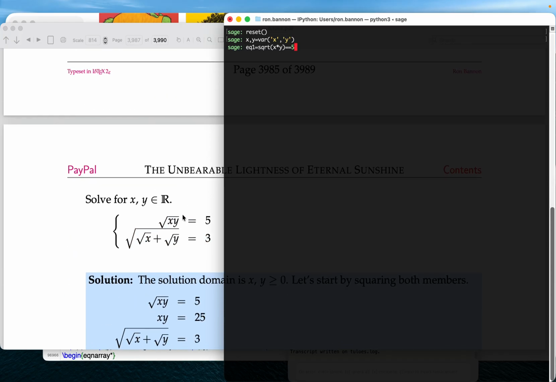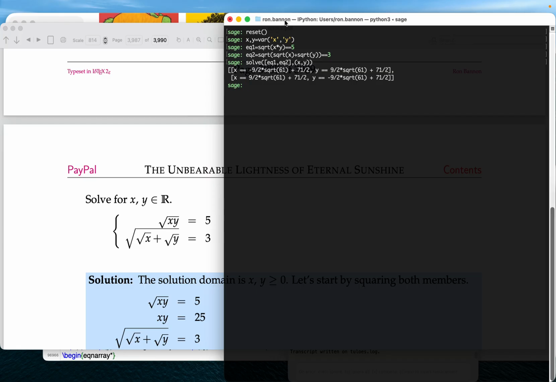Let's go back over that. That's the first equation. And then I'm going to type in equation 2. Equation 2 is the square root, and inside that root symbol is the root of x plus the root of y, and that equals 3. Then I want to solve that system of equations, so I couple them together. I take equation 1 and equation 2, couple them together, and ask it to tell me the solution to that system.